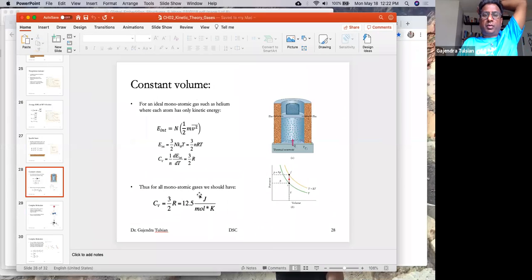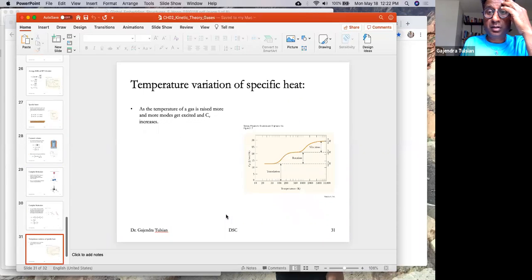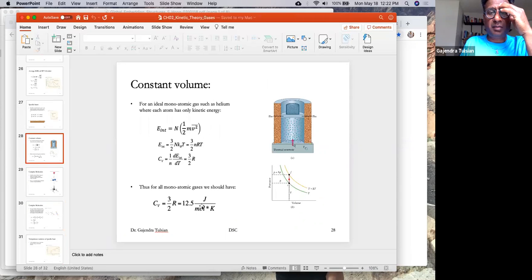So for all monoatomic gases, we should have CV equal to 3/2 R, which is 12.5 joules per mole per Kelvin. Your book has a table, and you'll see that for all the noble gases, it's roughly that.